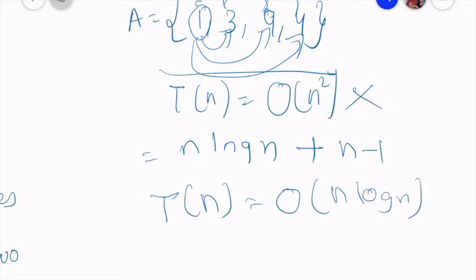So our question is, can we improve this? Can we do better than this time complexity? Unfortunately, the answer is no. So in this video, we are going to explain how to prove the lower bound for this problem.